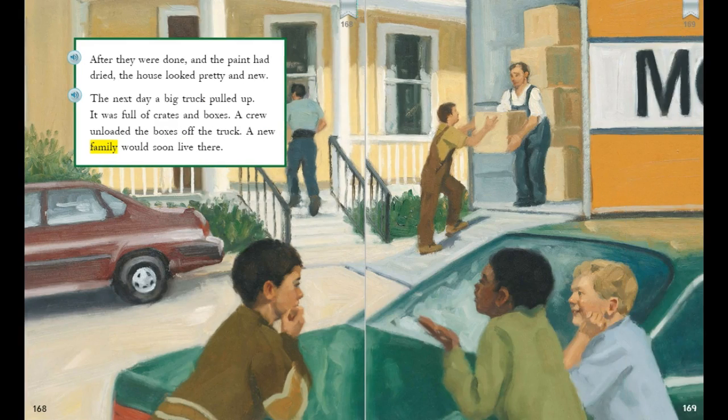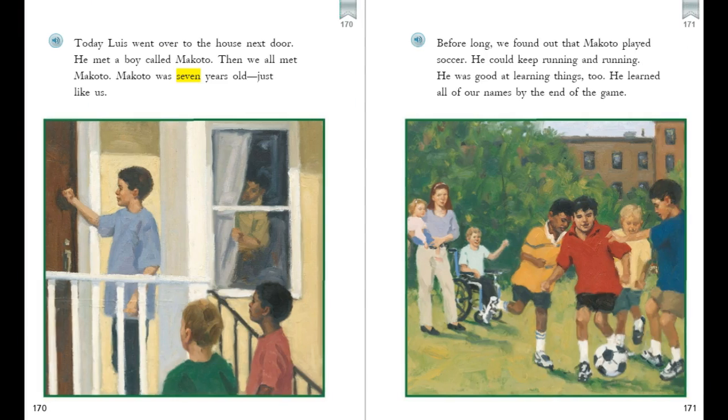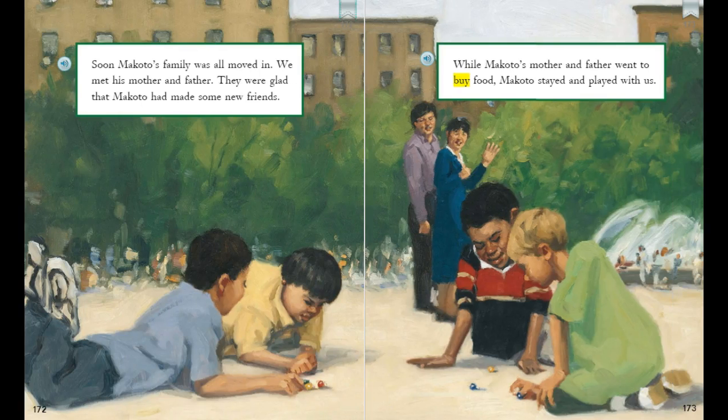What do you know about the boys so far? How do you know this? How do we know that Lewis is not the narrator? What happens after Lewis meets Makoto? Why are Makoto's parents glad that Makoto made new friends?